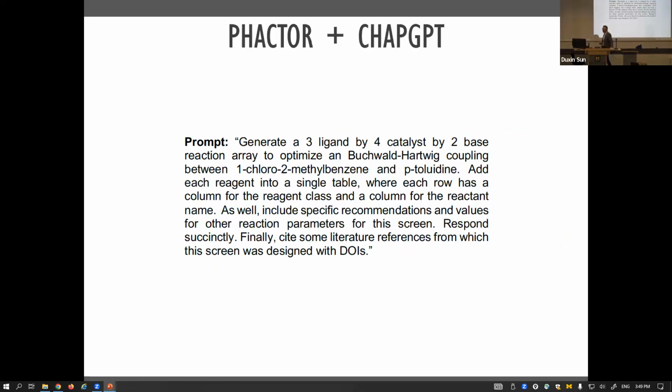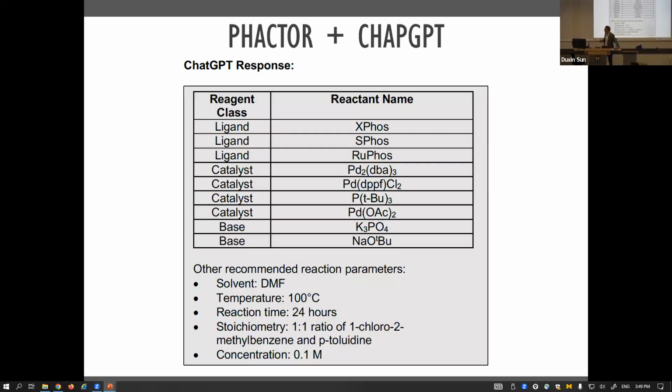But anyways, we went to ChatGPT and we said, dear ChatGPT, generate a 3-ligand by 4 catalyst by 2 base reaction array to optimize Buchwald-Hartwig coupling, and give us the data as rows and columns, include specific recommendations for other reaction parameters, respond succinctly, finally cite some literature. Now, this is the answer that it gave. This is a fine answer.